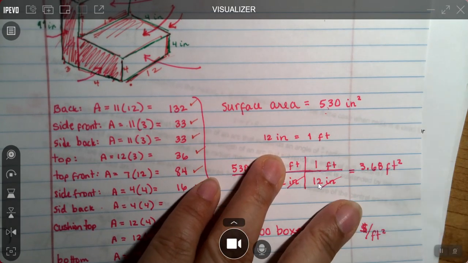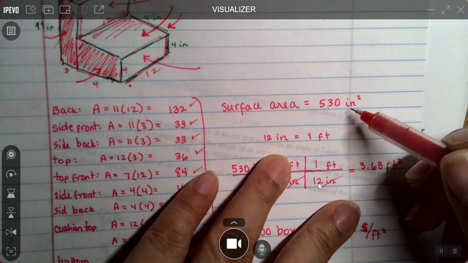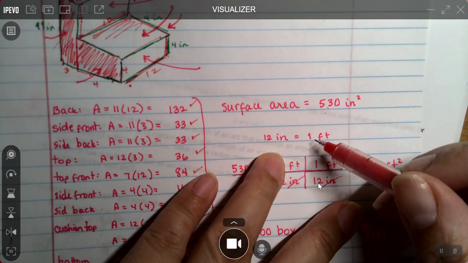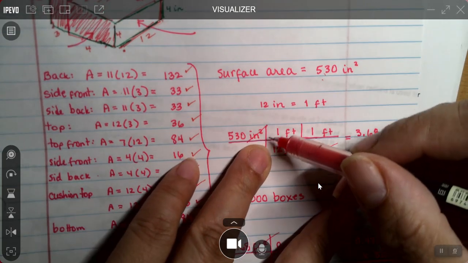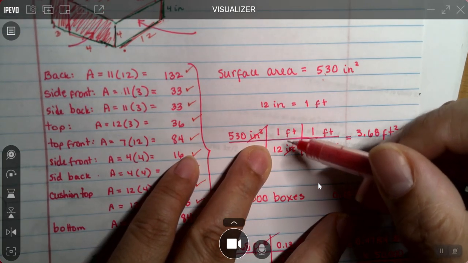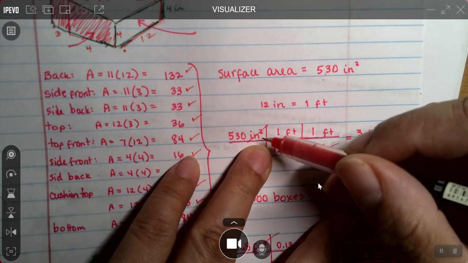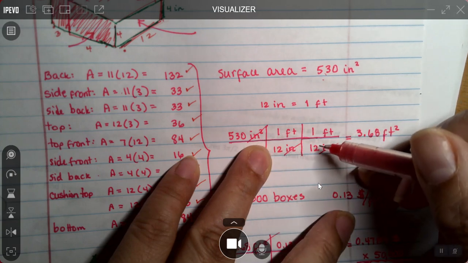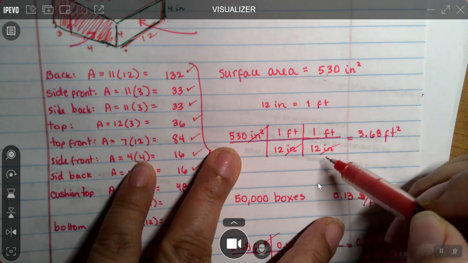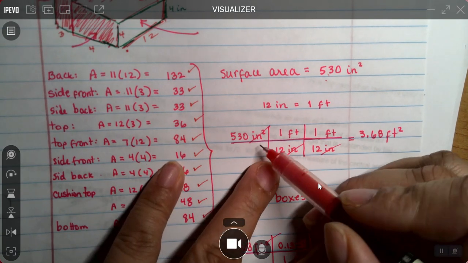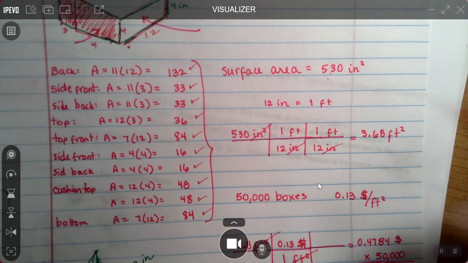Then, because the information is in cubic feet, I know that there's 12 inches in 1 foot. So 530 inches squared, we're going to use dimensional analysis. 12 inches, 1 foot, but that only cancels one of the inches, so we need to do it again. 12 inches, 1 foot. All right, so now inches squared is canceled by those 2 inches.